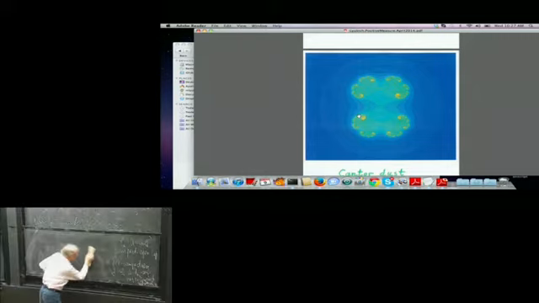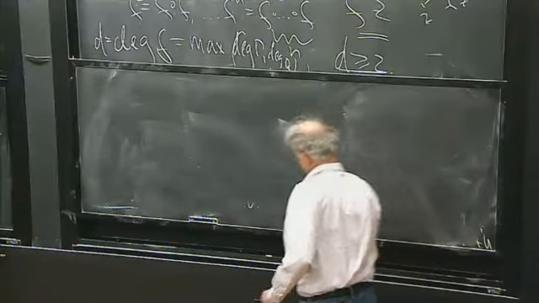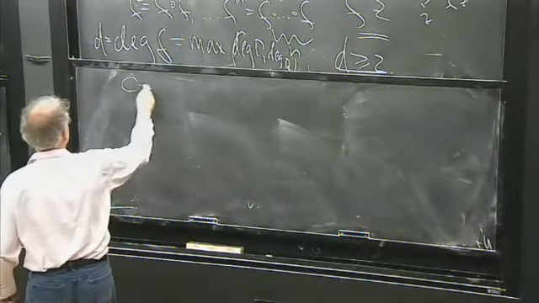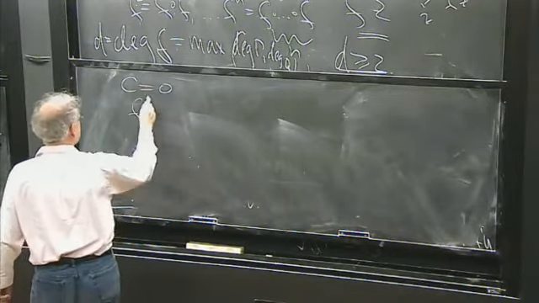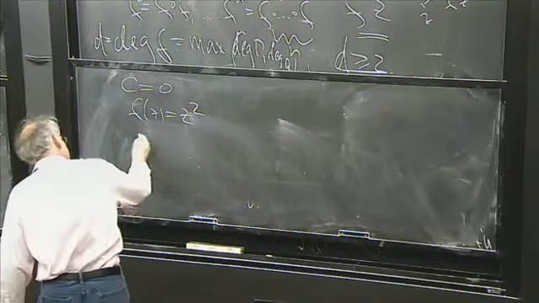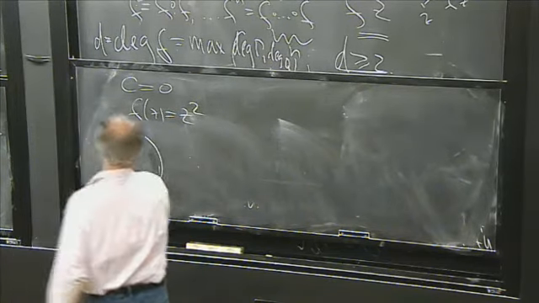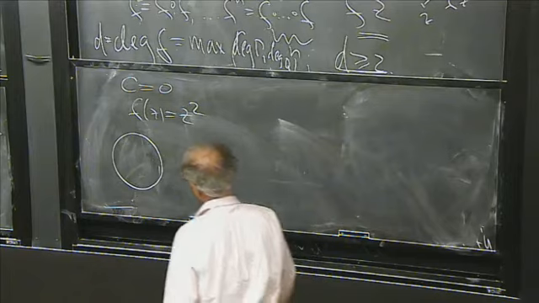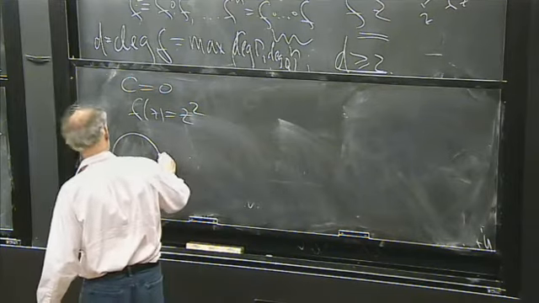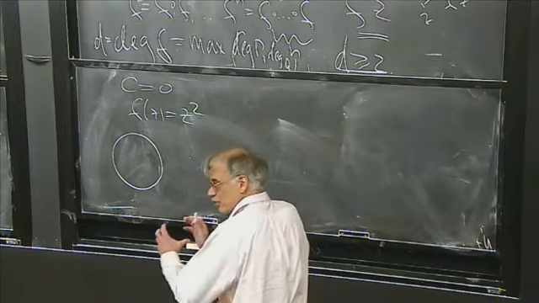I will draw without the screen a much more interesting picture. Namely, I will consider c equal to 0, so our map f of z will be z squared. And then the picture of the Julia set will be just the unit circle, a very rare situation when the Julia set is so simple.